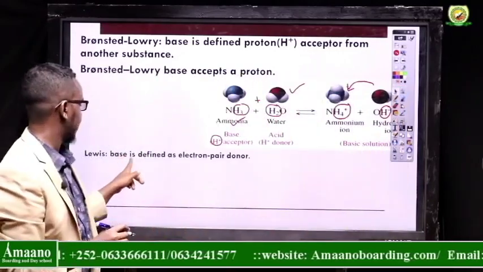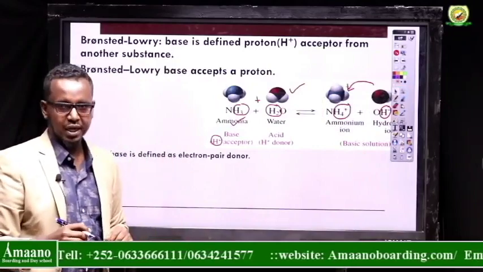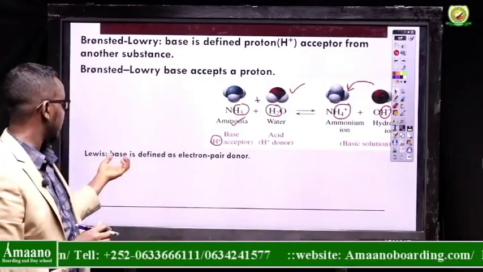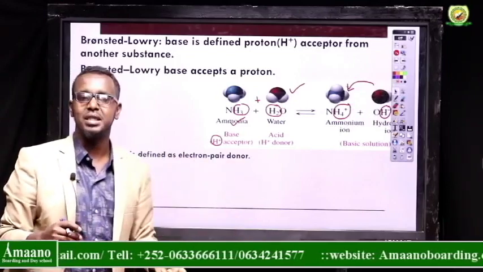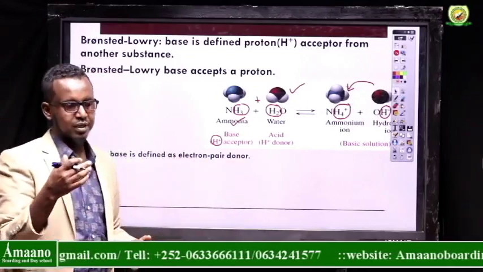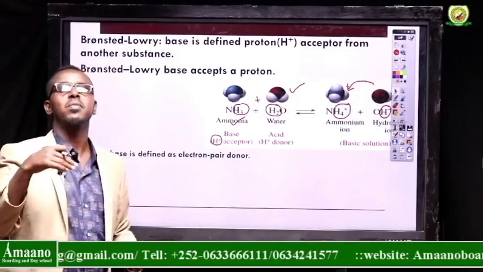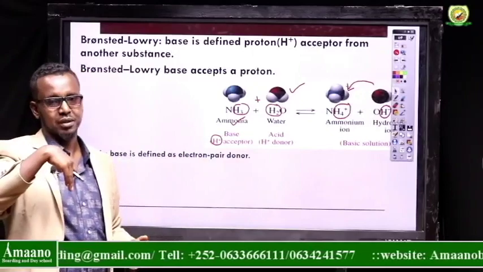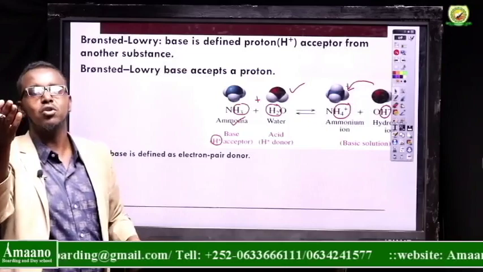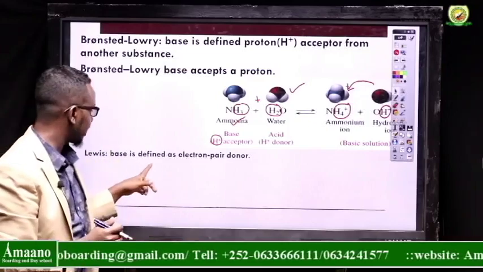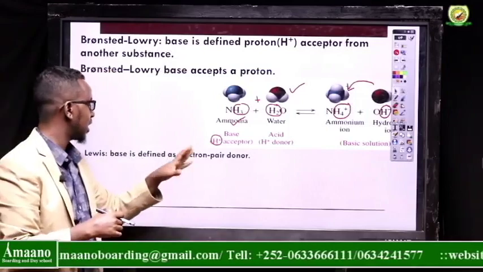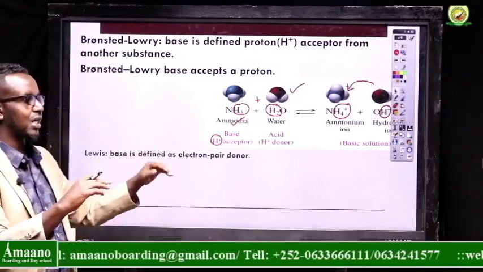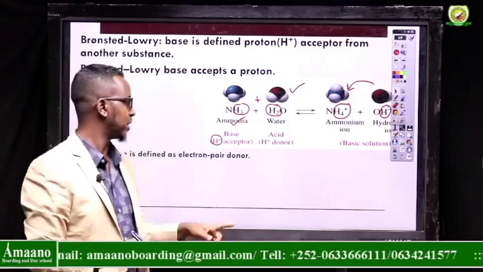Okay, Lewis is another guy. He defined base as an electron pair donor. If you remember, Lewis defined acid as an electron pair acceptor, so this is the opposite. Any substance that accepts a pair of electrons is called acid. Any substance that donates a pair of electrons is called base.